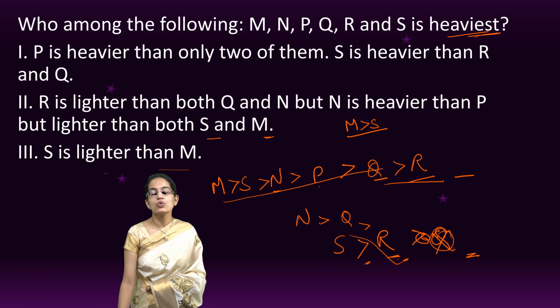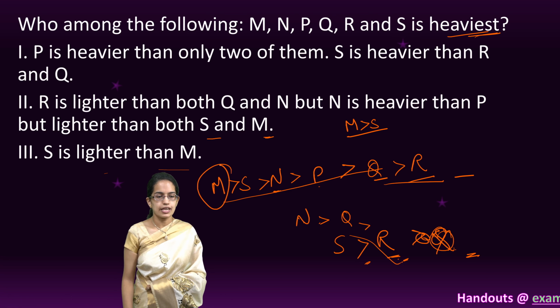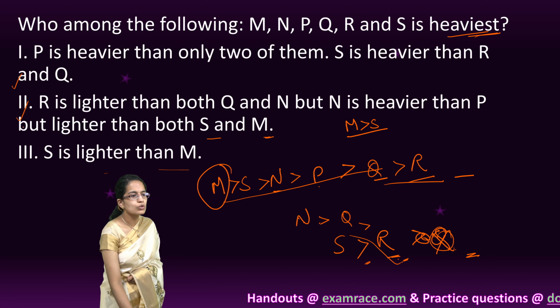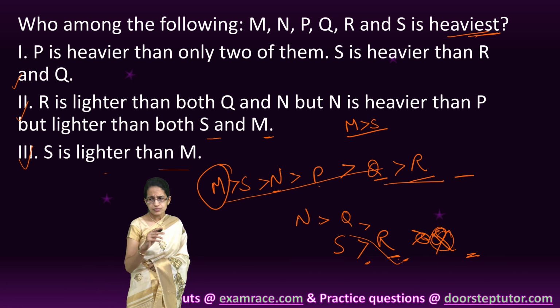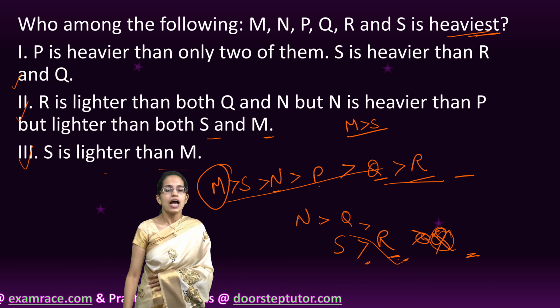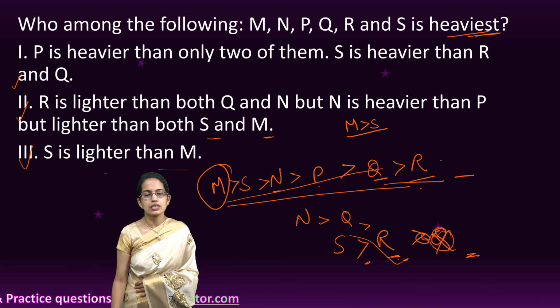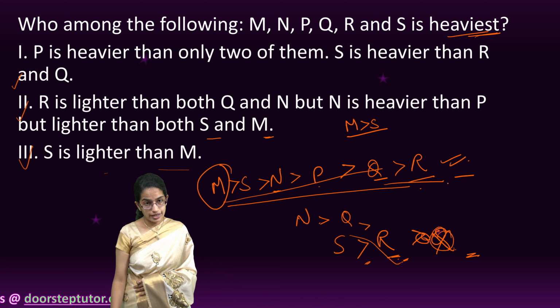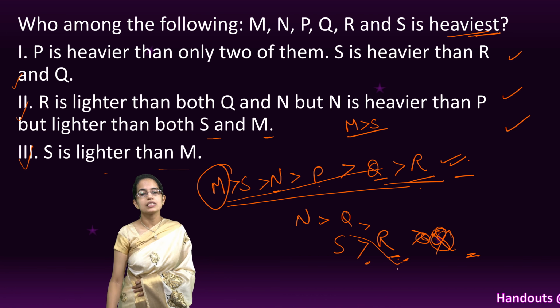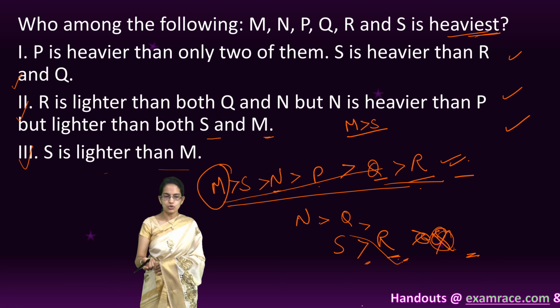Now it says who is heaviest. So I can say M is heaviest, and that could be derived only once I take into account all the three statements. Unless and until I take into account all the three statements, I cannot come up to this equation. And this equation, unless and until I come up to, I cannot say who is the heaviest. So all three statements are required in order to solve this problem.